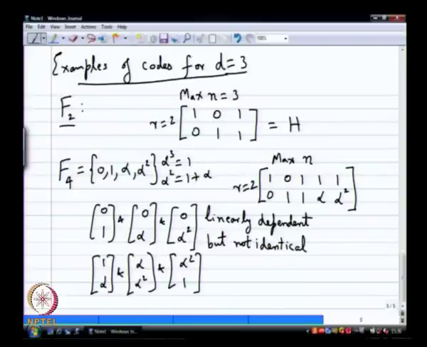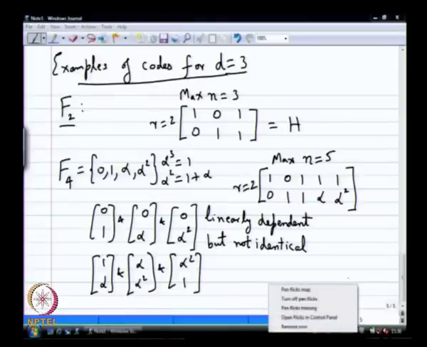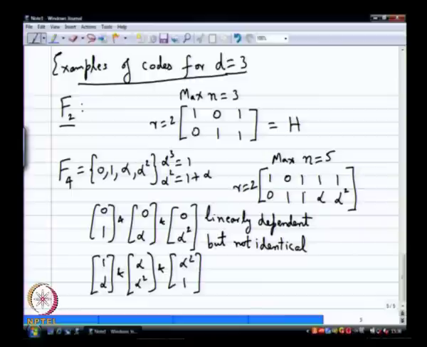Now I cannot really do more. So maybe you can't prove it, but max n in this case will turn out to be 5. This has ruled out everything. All the other vectors are linearly dependent with one of these things. There are various other choices. I am not saying this is the only choice for the H, but this is one of them which satisfies the condition for d equals 3.